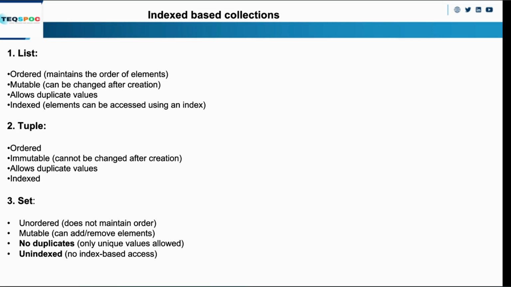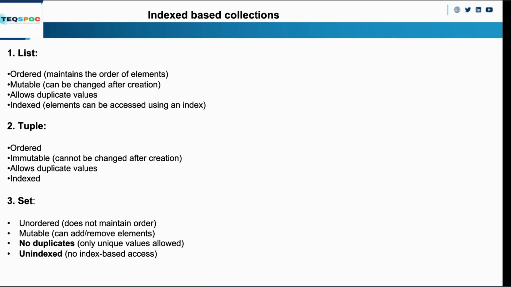The significance of using the set is that it doesn't contain any duplicate value. Say I have a list, which may or may not contain duplicate values. If I want a unique collection, I can convert the list to a set. The set will automatically remove the duplicate values and contain only the unique ones. The last one is unindexed.